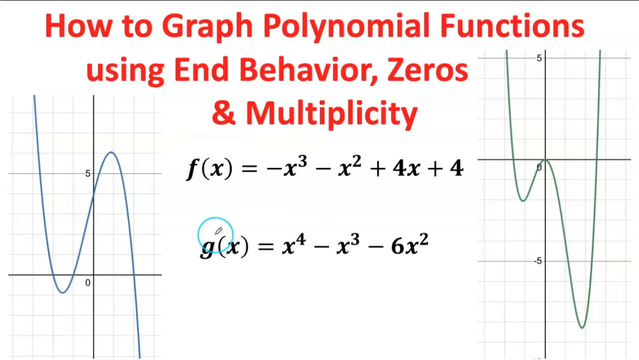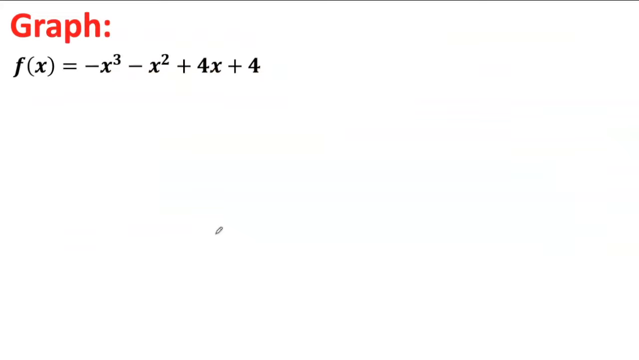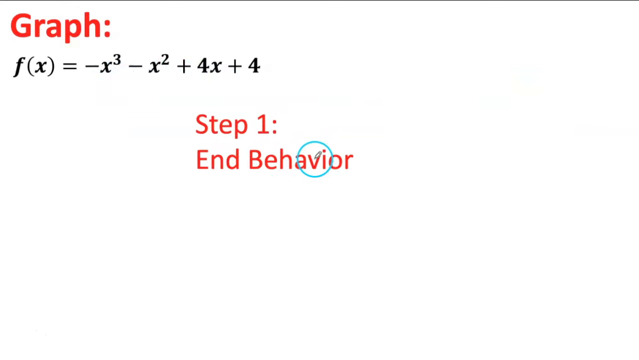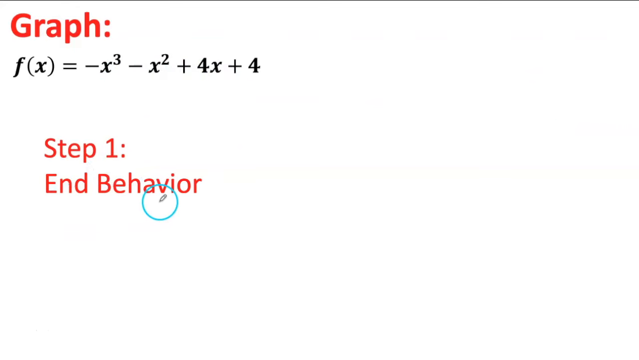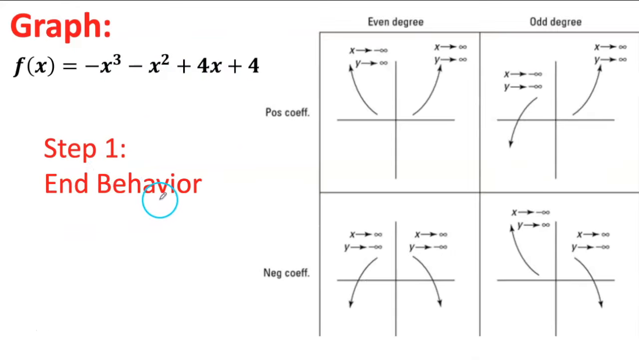We have a couple of functions that we're going to graph today. Let's go. Our first graph is negative x cubed minus x squared plus 4x plus 4. But what is our first step? We've got to find the end behavior. But hold on, what's the end behavior?